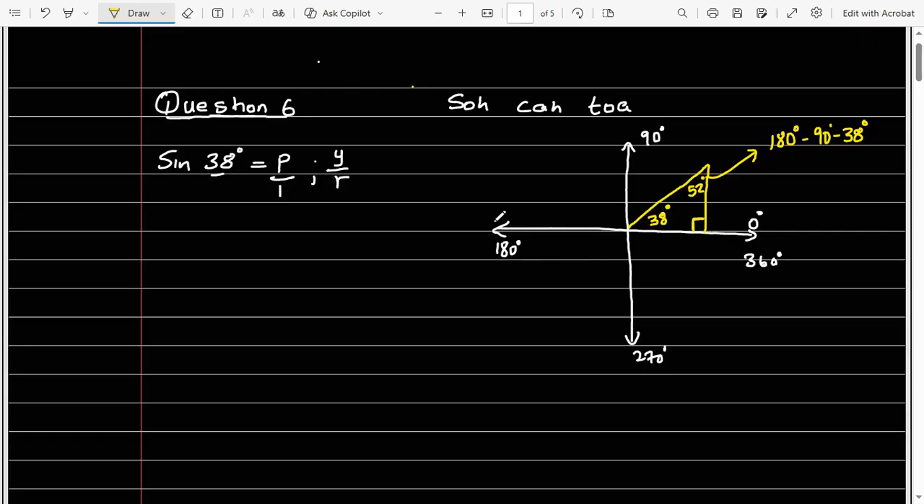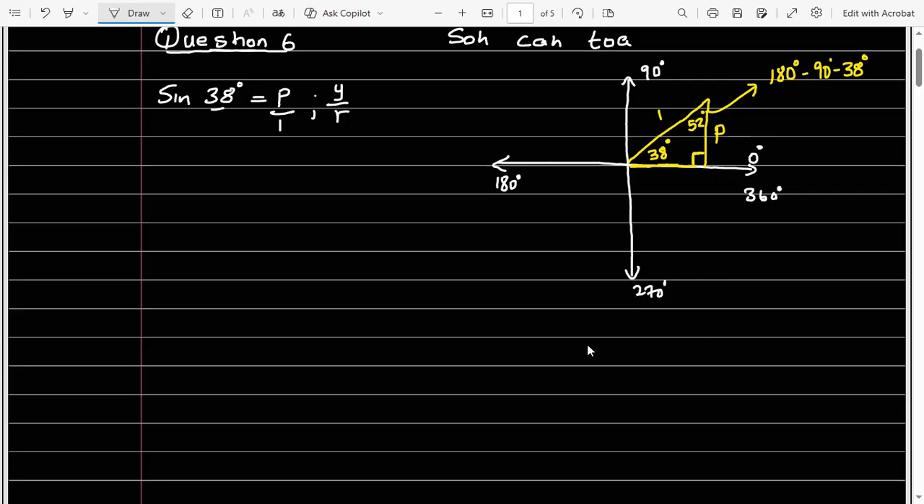Okay, so now we are given y, which is the opposite. They say y is p, and we are given r, which is the hypotenuse, it's 1. What is missing? We are missing x. So I'm going to use the theorem of Pythagoras to find x. Before you answer the question, make sure that you have x, y, and r. So I'm going to use the theorem of Pythagoras. It says that r squared is equal to x squared plus y squared.